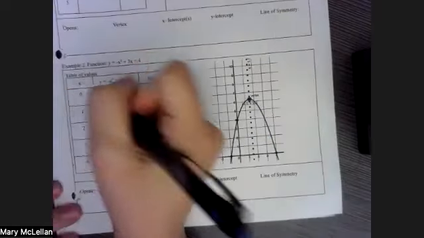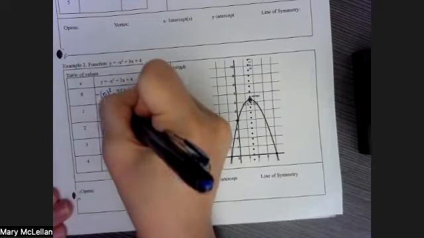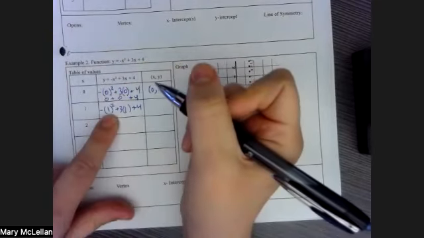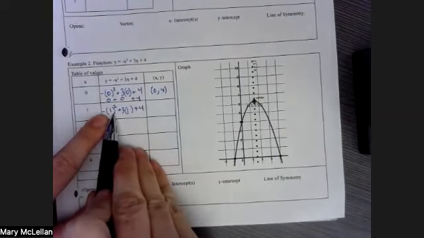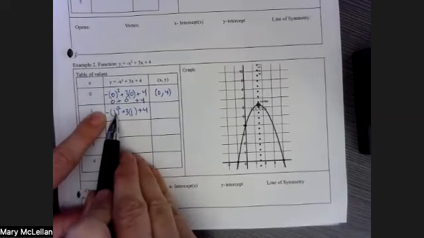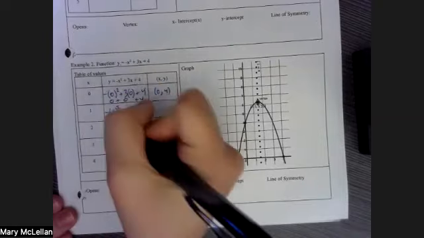For 1. Same setup. I plug 1 in. This is a place where many students will make a common error. 1 squared is the value, but you're not squaring -1. You're just squaring 1 and then taking that negative. So 1 squared is 1. Make that negative.